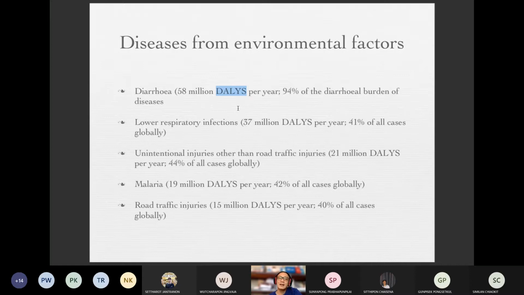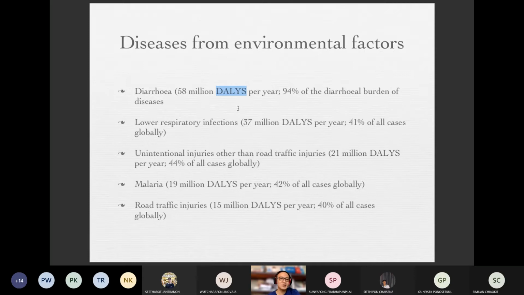For example, for diarrhea, the total time lost is 58 million years per year. People all over the world suffer from this disease. After suffering, they have to take a short break. They cannot work. They have to leave the office and get some rest. We consider this as a loss, and the loss due to this disease we can call the disability adjusted life year.